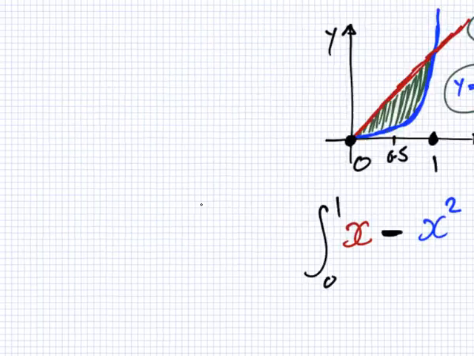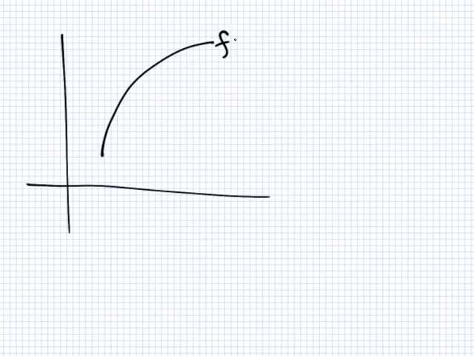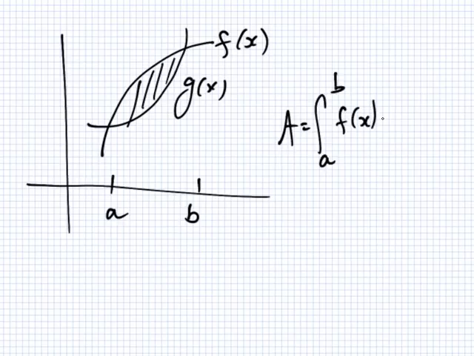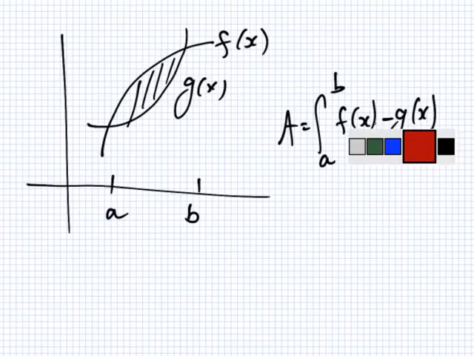So just to put it as a rule, look, if this higher one is f(x) and this lower one is g(x), and you want the area here from A to B, the area is the integral from A to B of f(x) minus g(x). Because if you think about it, f(x) minus g(x) gives you the heights, which is what you want.